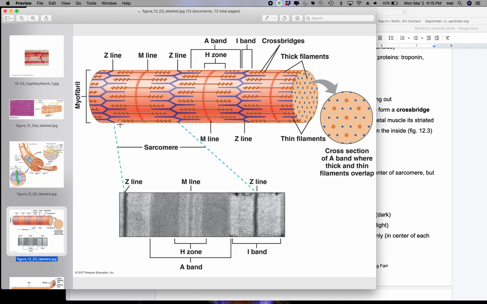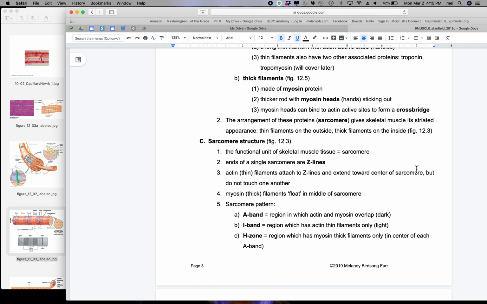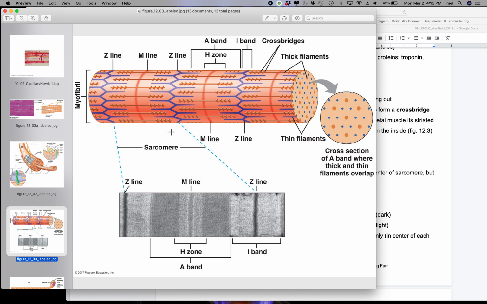The ends of the single sarcomere are going to be the Z lines, also called Z discs. The actin or thin filaments attach to the Z lines, but the myosin does not. The myosin is floating in the middle.